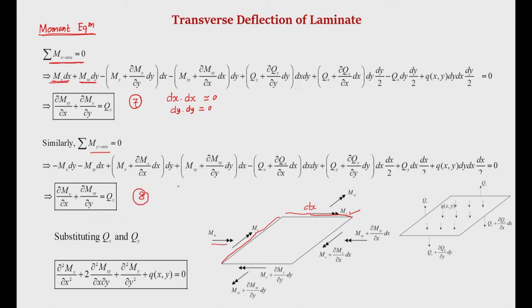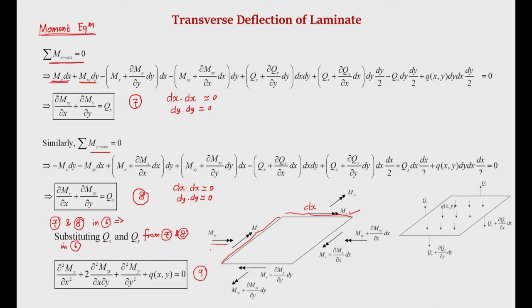Here also, dx into dx is considered to be 0. Now, when we substitute equations 7 and 8, that means the relationship between Qx, Qy with Mx, My and Mxy, in equation number 6, substituting Qx and Qy from 7 and 8 in 6, we get this equation.